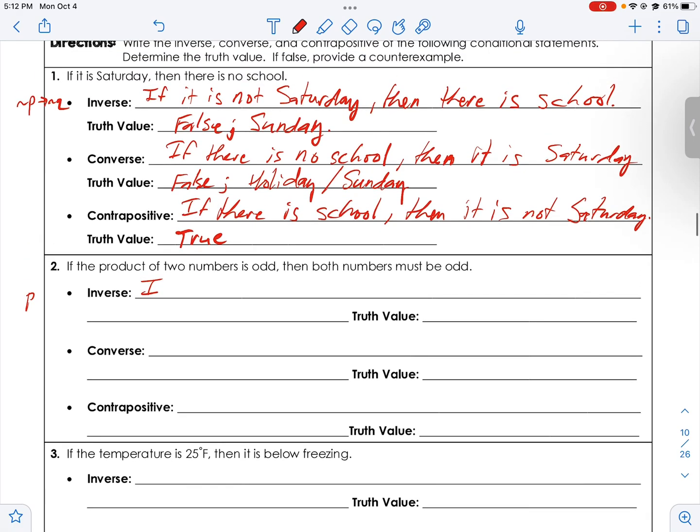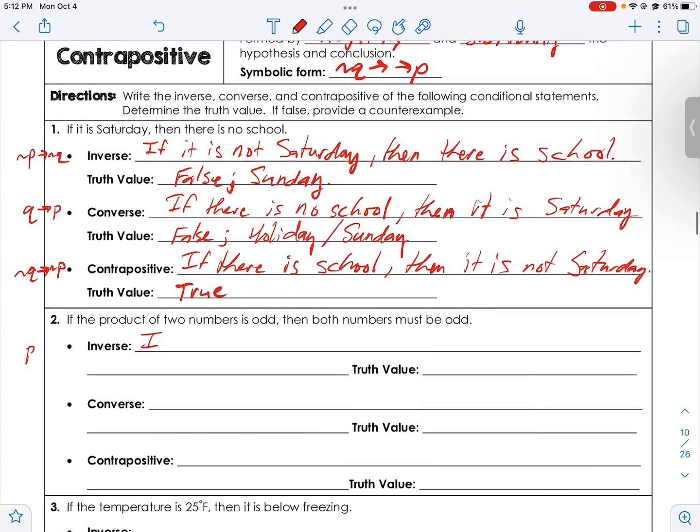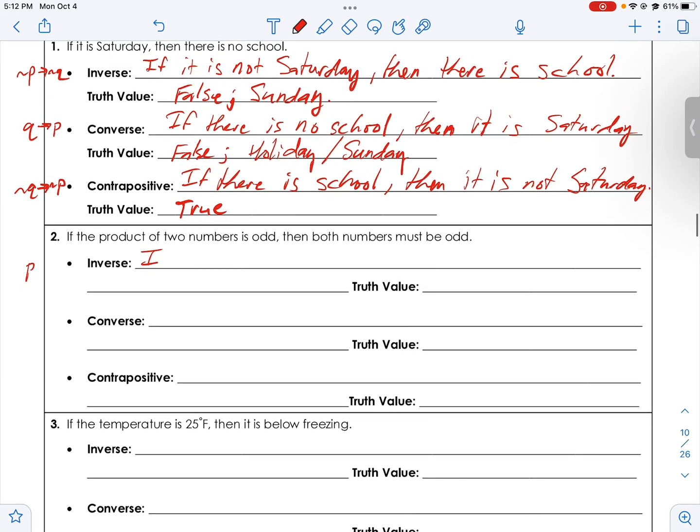Remember, it's P. Oh, yeah, I guess we could do those up here, right? We did Q, then P, and then we did not Q, then not P. That's how those go, okay? Not them, switch them, not and switch them. So this is P, not P, then not Q.